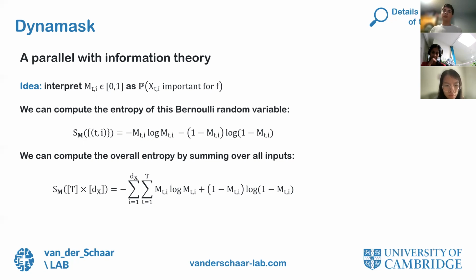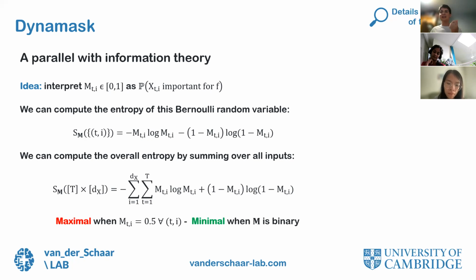so over all the time. What you get then is what we call the mask entropy. You can easily check that this entropy is maximal whenever the mask coefficients are all set to 0.5. This corresponds to a mask that indicates that all features have 50% chance of being important. This is not very insightful, right? Conversely, the entropy is minimal whenever the mask is binary. This corresponds to a mask that indicates the importance of each feature with certitude. So it will say that this one is important with 100% probability, and this one is not important with 1.